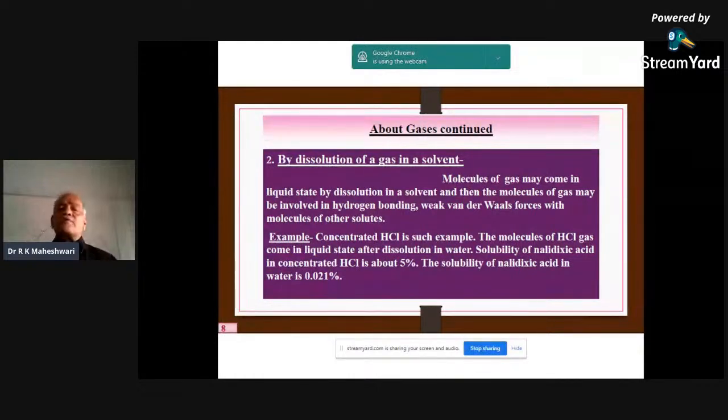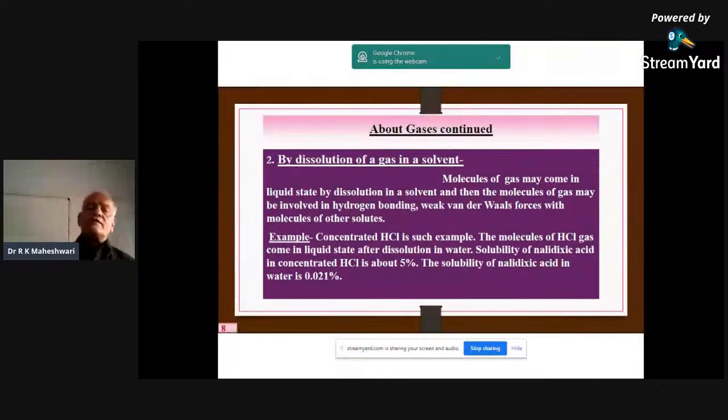Okay. Now another method by which the molecules of gas may come in liquid state is by dissolution of a gas in a solvent. Molecules of gas may come in liquid state by dissolution in a solvent, and then the molecules of a gas may be involved in hydrogen bonding, weak van der Waals forces with molecules of other solutes. Example, concentrated HCl, concentrated hydrochloric acid is such an example. The molecules of HCl gas come in liquid state after dissolution in water. Solubility of nalidixic acid in concentrated HCl is about 5%. The solubility of nalidixic acid in water is about 0.021%.